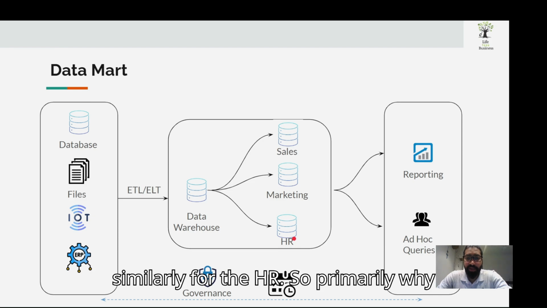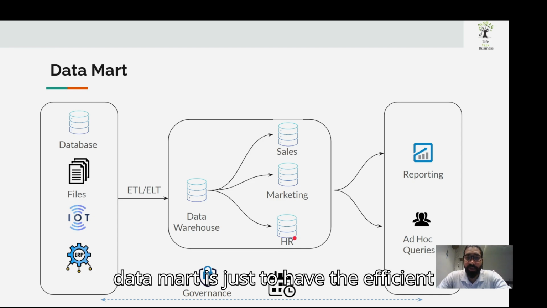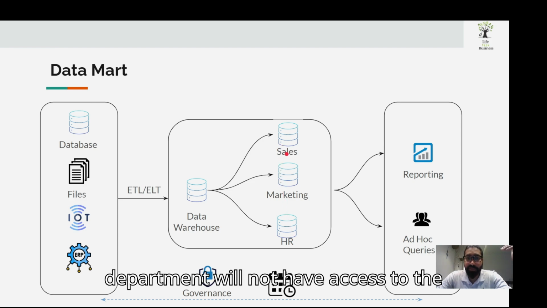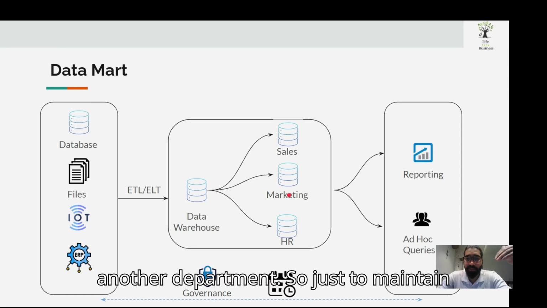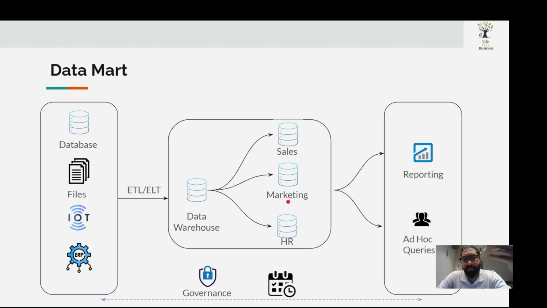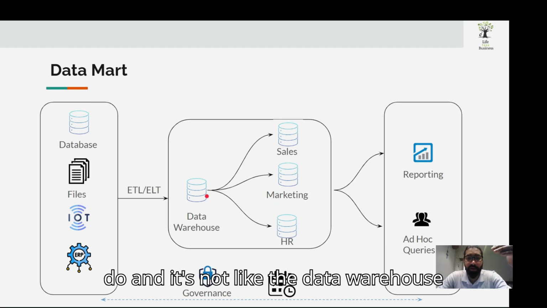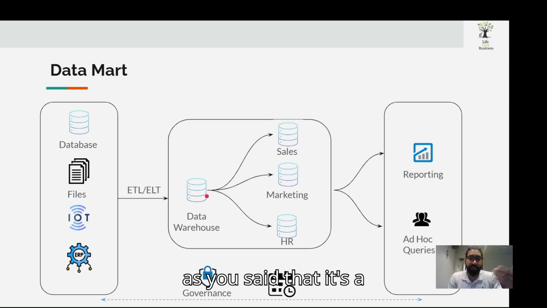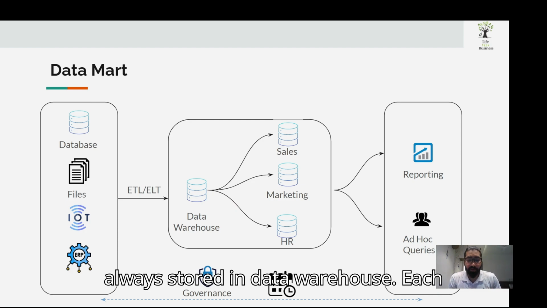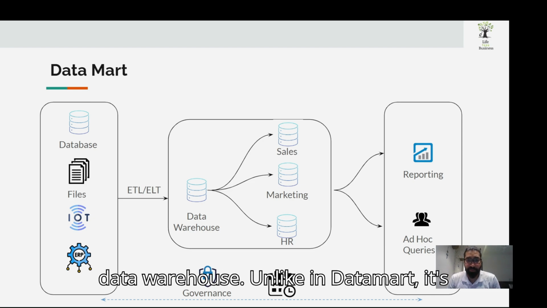Primarily, organizations create data marts to have efficient governance, so that one department does not have access to another department's data. Typically data marts are created to maintain those separations between departments. Also, as we said, the data warehouse is non-volatile, so all the history is always stored in the data warehouse, record by record.